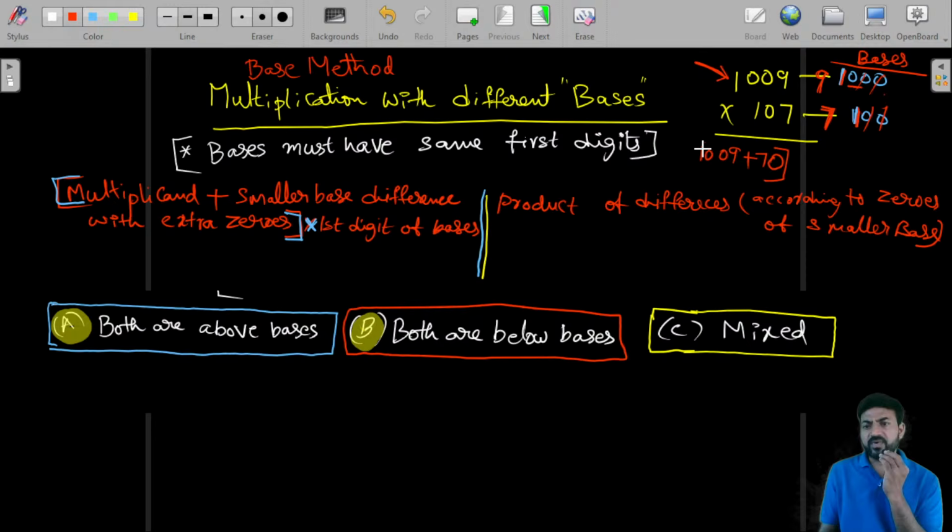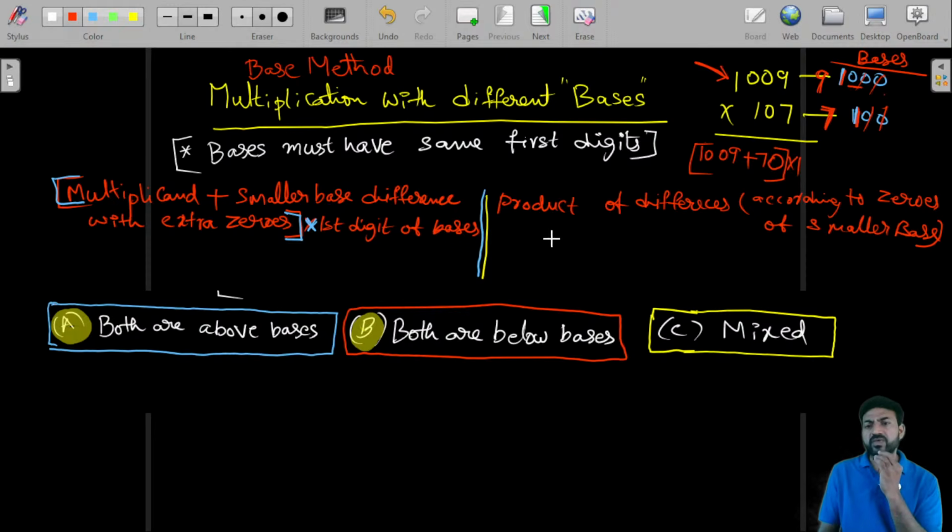That is the main reason. First digit of bases means the bases must have the same first digit. That is the main reason for giving this condition. Bases must have the same first digit, that is, into 1. We have bases 1000 and 100 here, so we don't have any other problems. If you multiply by 1, any number remains the same. Okay, this is the first part.